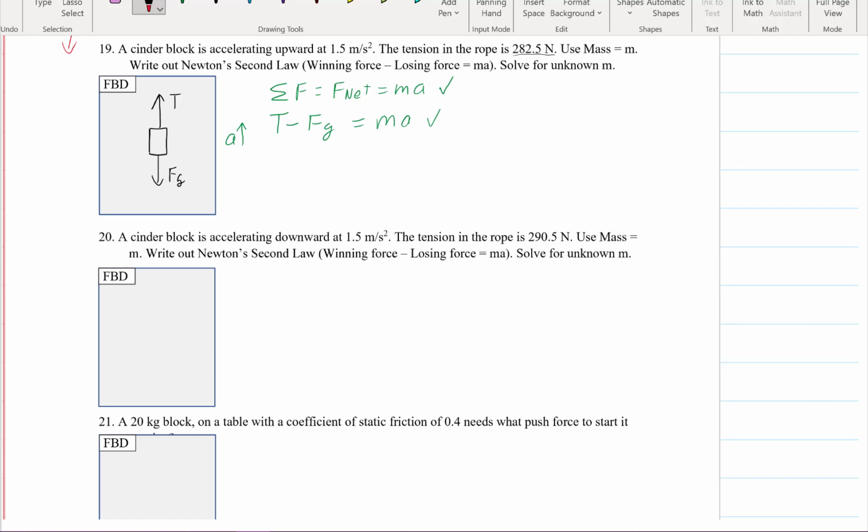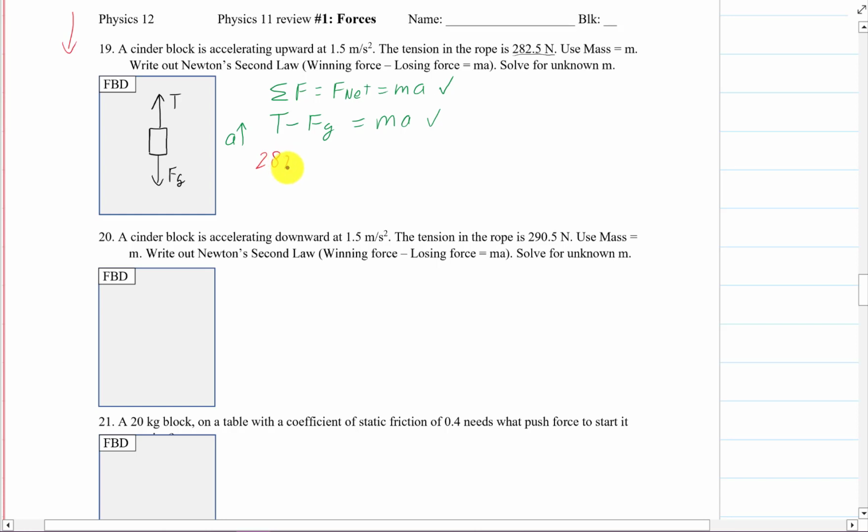You now start filling in the stuff that you do know. This is 282.5 minus force of gravity. We don't have the mass, but we know the formula of that is mg, and that equals ma. I'm going to spend an extra line here and just move that mg over, 282.5 newtons, and that is equal to ma plus mg. So this is going to be 282.5 newtons is equal to, if you want to plug in numbers now, we can. That's going to be m, and the acceleration is 1.5, and mg is m times 9.8.